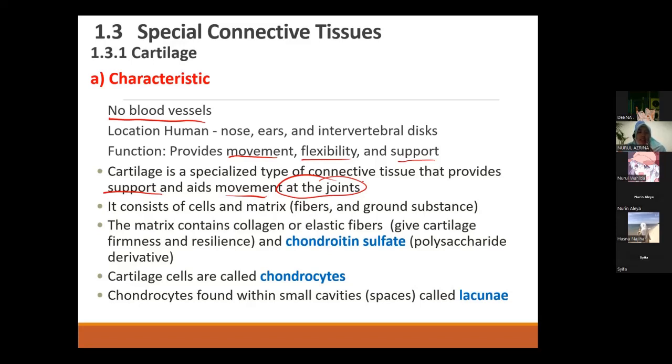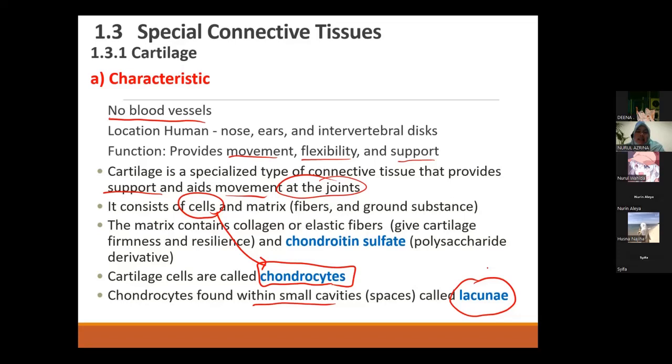Okay, right. As we mentioned just now, connective tissue must have cells, ground substances, and so on. Now we are going to see what the cells and the ground substance components of cartilage are. So cartilage consists of cells. What is the name of the cell? The cartilage cell is known as chondrocyte. The chondrocyte is found within a small cavity, or enclosed by a small cavity, known as lacunae. Okay, that is for the cell.